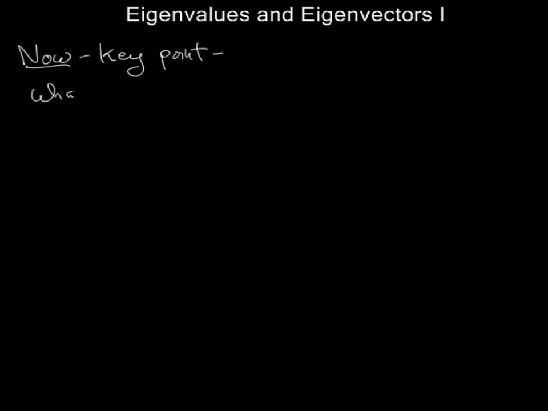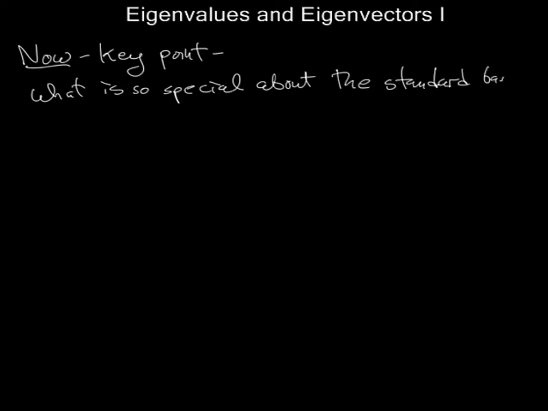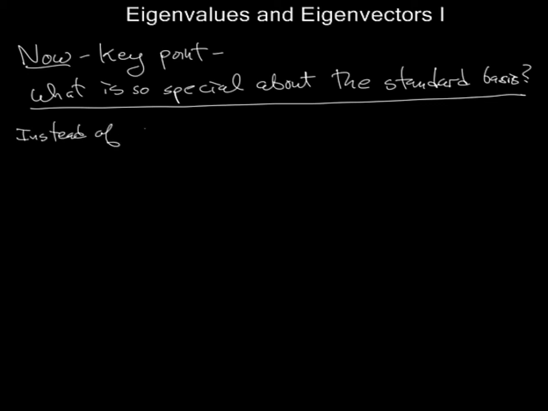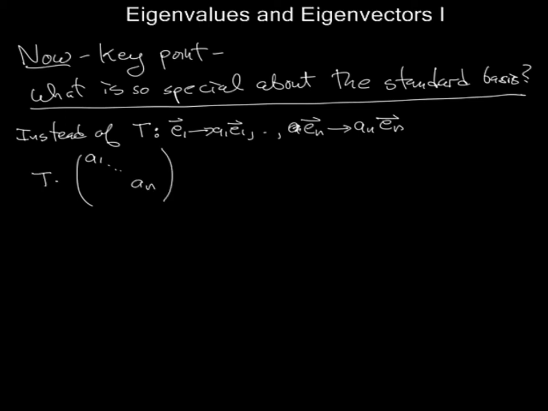Okay, so one of the main points of all of this is just the following observation or question: what is so special about the standard basis? We're all very used to thinking about it, and it's certainly an important basis, but there are other bases. Suppose instead of having a linear transformation which stretched in each of the basic directions, a1 in the e1 direction through an in the en direction, what if I had a linear transformation which did the same thing except with respect to some different basis?